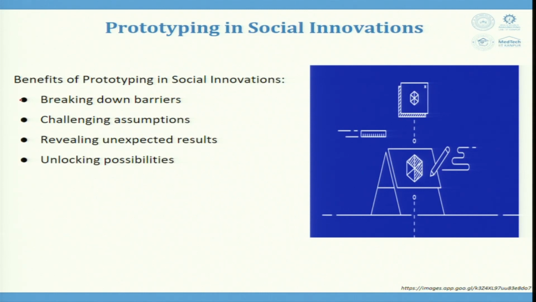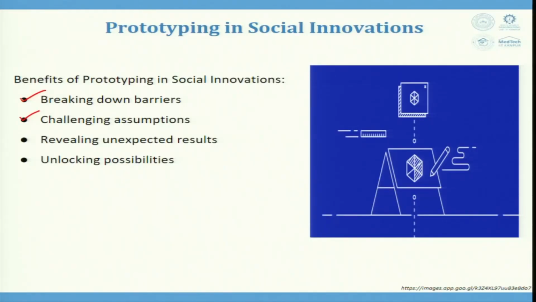It helps us to break down the barriers. That means, through tangible and visual representation, we are able to have a feel of the product. The barriers on how the product would look are covered here. Assumptions which were made are challenged here, because we have iterative testing, and based upon the feel of the product in hand, we can also give feedback. So assumptions are challenged and could be updated, revealing unexpected results.